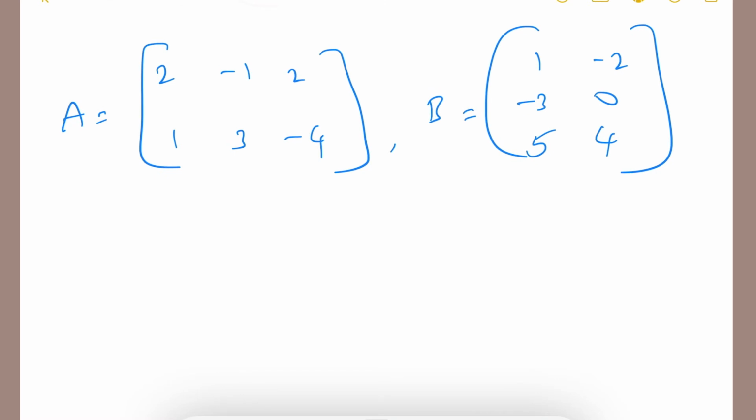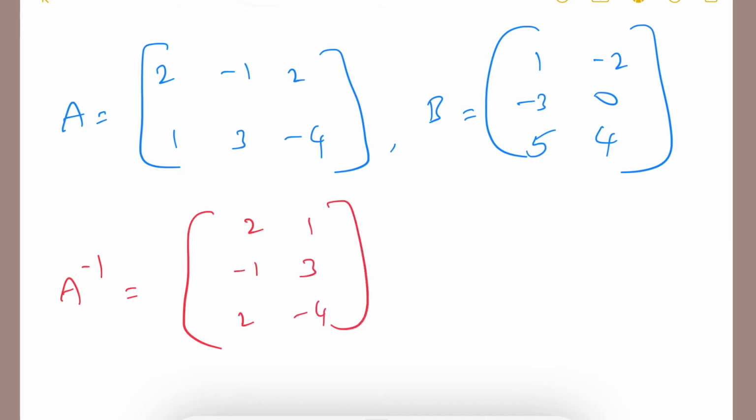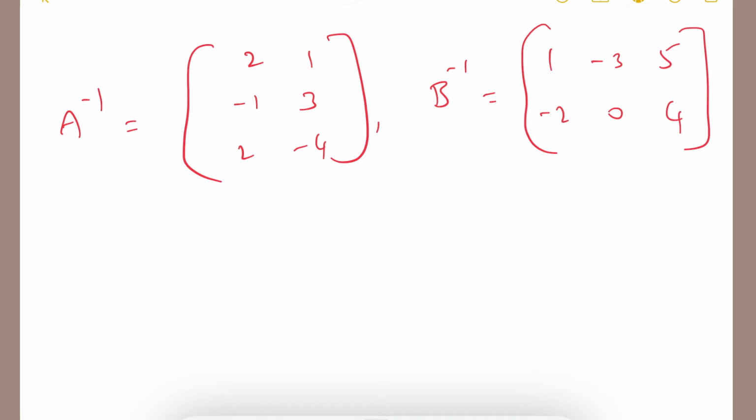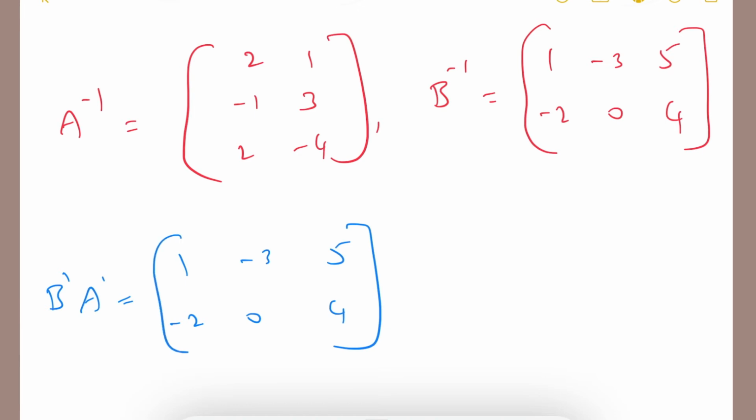Now let us write the A transpose. A transpose is equal to [2, 1; -1, 3; 2, -4]. Next, B transpose is equal to [1, -3, 5; -2, 0, 4]. Okay, now we want the value of B transpose into A transpose. So first write the B transpose, [1, -3, 5; -2, 0, 4] into A transpose, [2, 1; -1, 3; 2, -4].